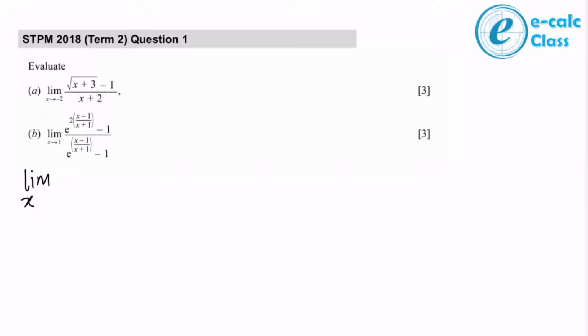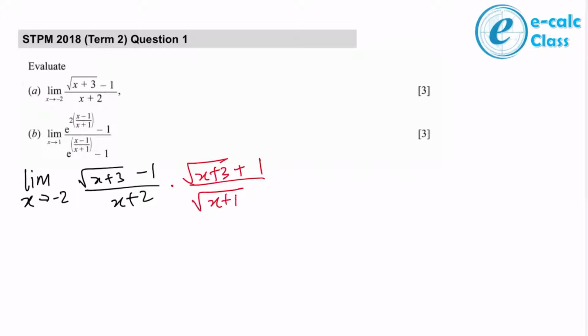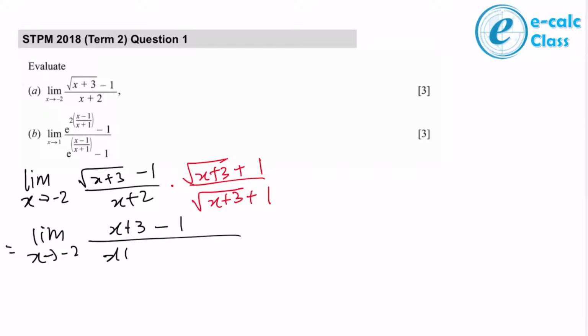Okay, x approaches -2, square root of x plus 3 minus 1, over x plus 2. Okay, multiply by the conjugate, square root of x plus 3 plus 1. And on top you can just make use of the difference of squares formula, a squared minus b squared. And for the bottom, I told you, don't expand first. See what you can cancel first. And in this case, it's very obvious. You can cancel out something with something on top, right? Just leave it like this.